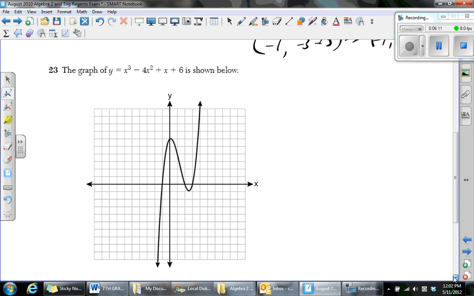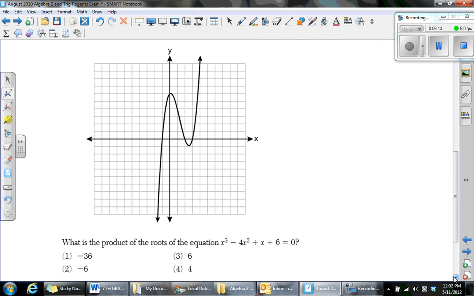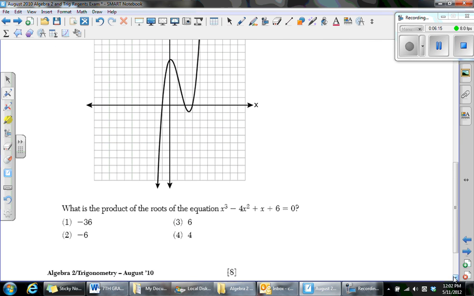Alright. The graph shown below is that cubic equation. We want to know the product of the roots. So we know the roots happen on the x-axis. So there's one root. There's another one. And here's the third one. So we have negative 1, 2, 3. Negative 1 times 2 times 3 is negative 6.